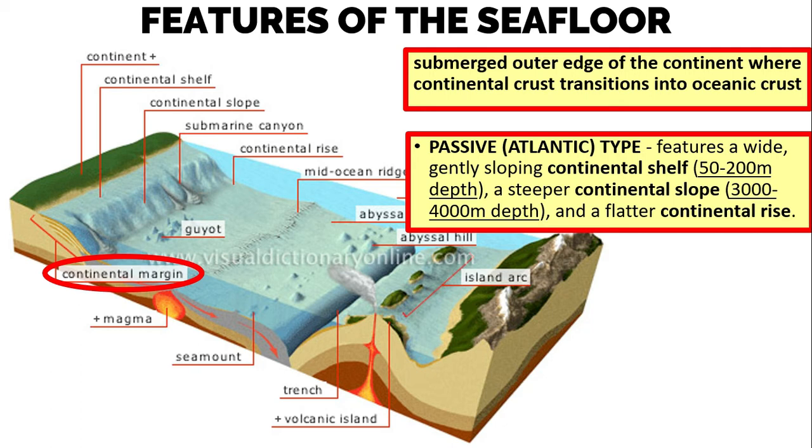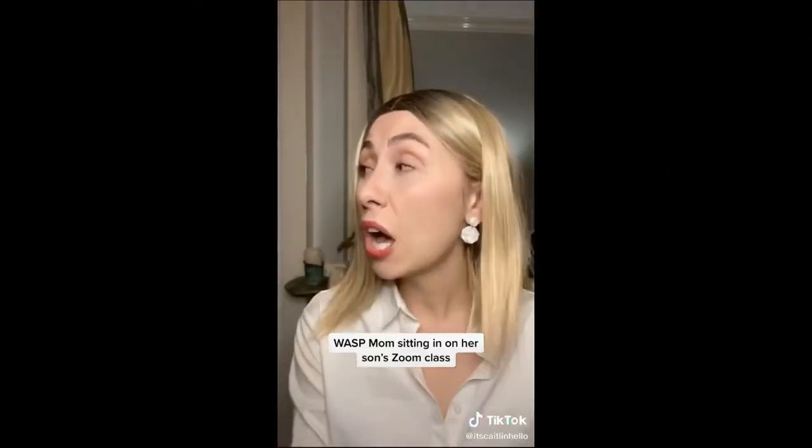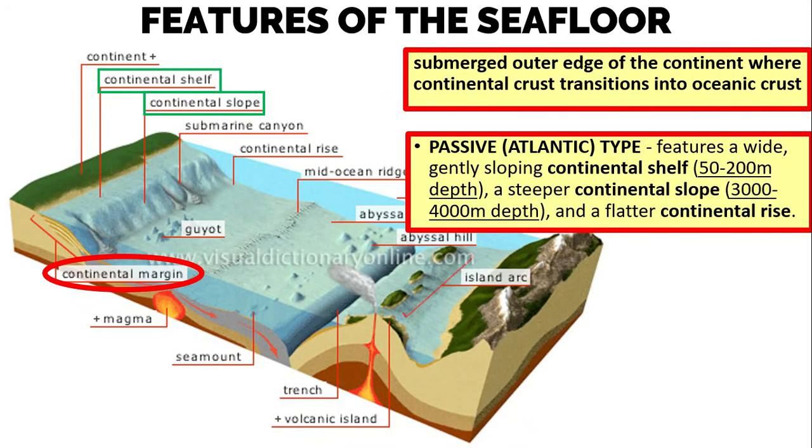Continental shelf is the one that's semi-horizontal. Slope is the steep area between the shelf and the main part of the seafloor. So it is important to take note of their depth because it's unique for each part. Continental shelf, 50 to 200-meter depth. Slope, 3,000 to 4,000 meters depth.